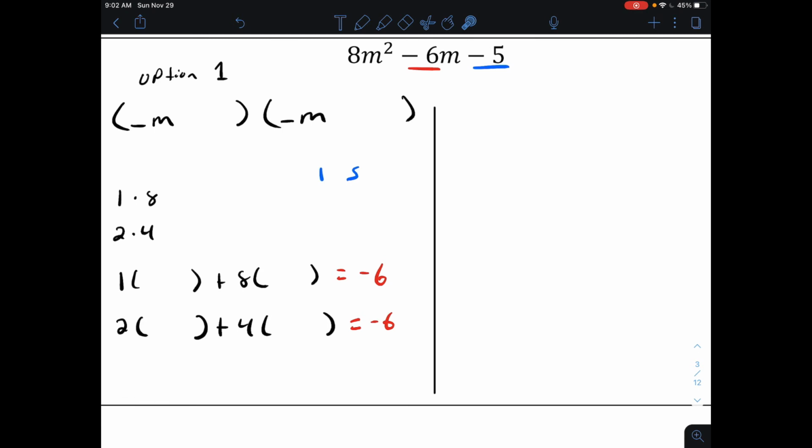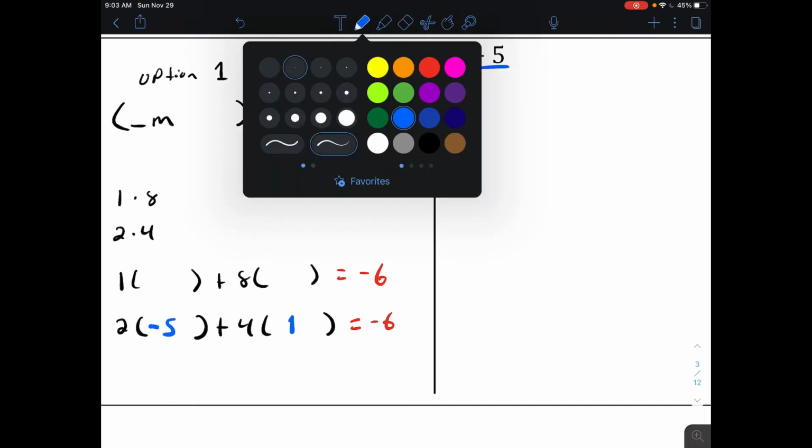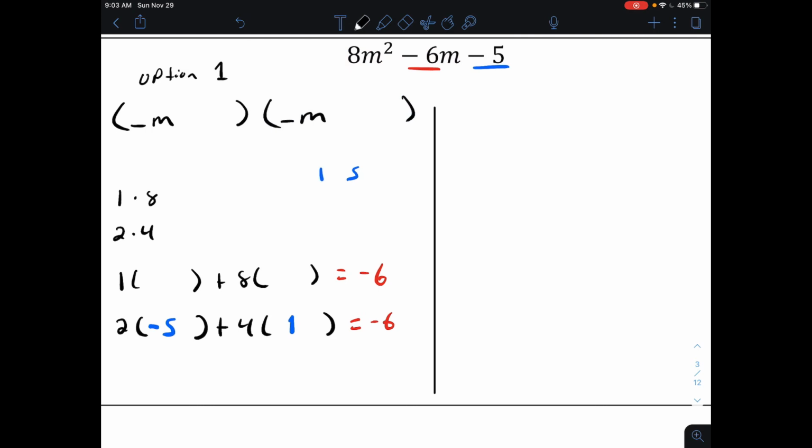And what we're going to find is the only way I can get negative 6 is I need to multiply the 2 by a negative 5, which would make negative 10, and the 4 by a positive 1, which is going to make positive 4. Negative 10 and positive 4 combine together to make negative 6. So we know that the numbers in front of the m's, I'm going to have a 2m, and I'm going to have a 4m. Now that 2m would multiply to the second number in the second parenthesis.